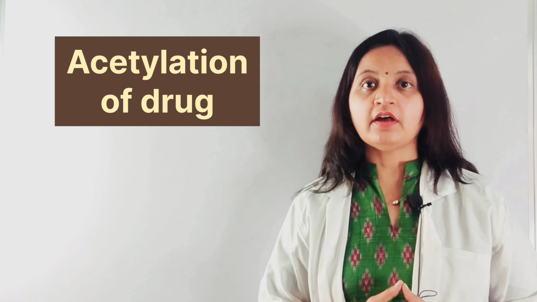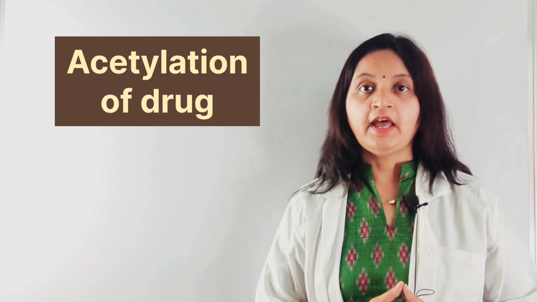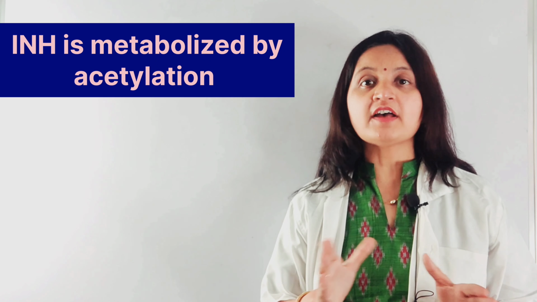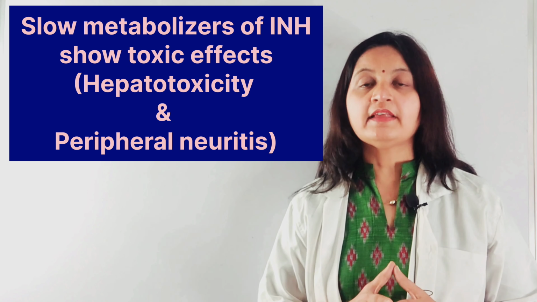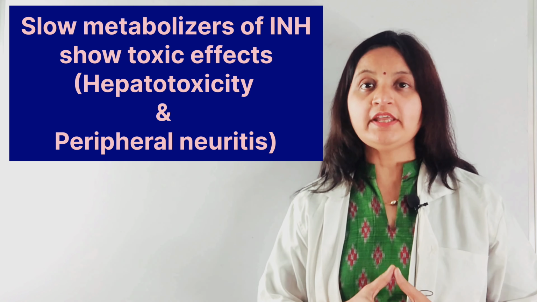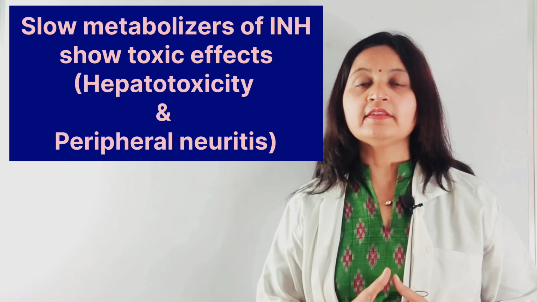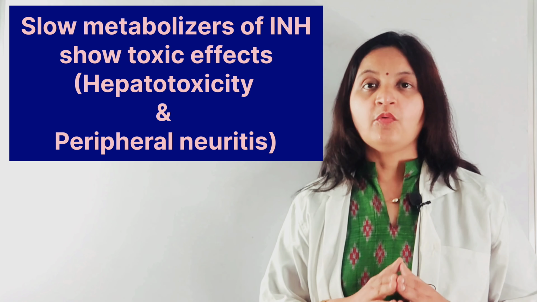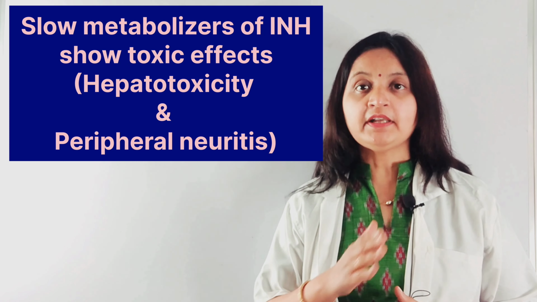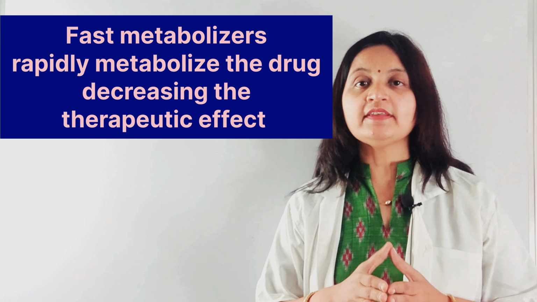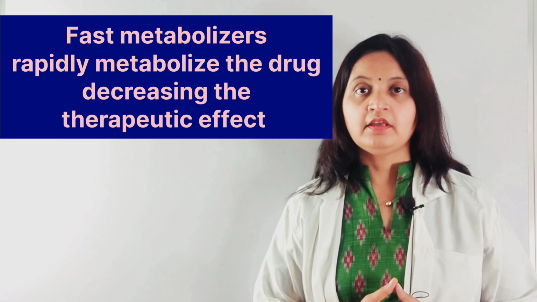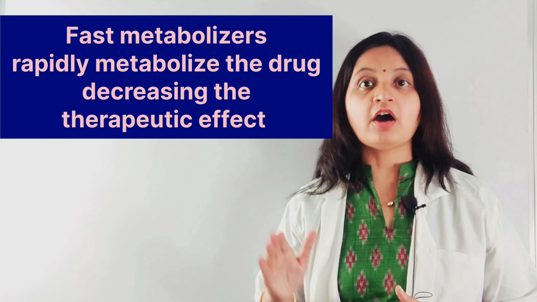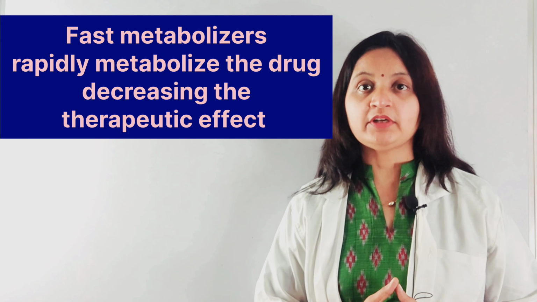Isoniazid is an anti-tubercular drug which undergoes acetylation in the liver and this is controlled by an autosomal recessive gene. There can be slow or fast metabolizers of isoniazid. The slow metabolizers result in slowed metabolism leading to accumulation of drug in the plasma, and this increases the incidence of side effects such as hepatotoxicity and peripheral neuritis. Whereas fast metabolizers metabolize the drug quickly and this results in reduced therapeutic effect of the drug.